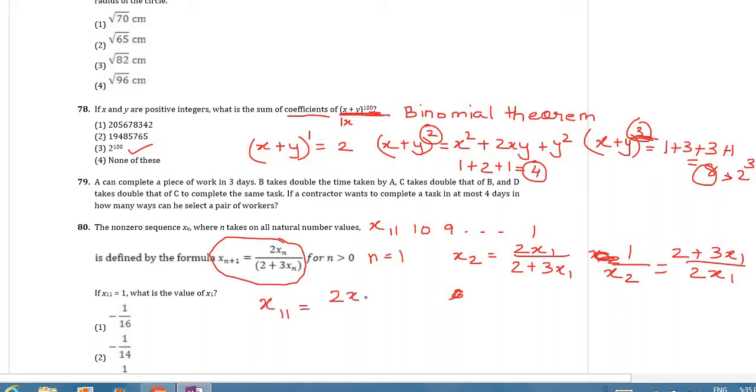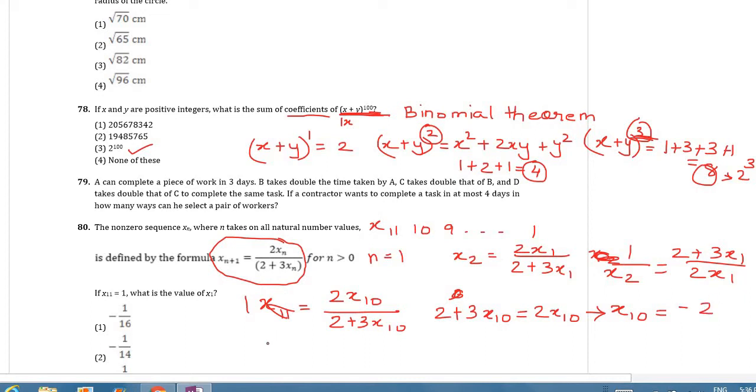It is nothing but 2x_10 upon 2 plus 3x_10. This value is given as 1. So you get 2 plus 3x_10 equal to 2x_10, which means that x_10 is equal to minus 2.